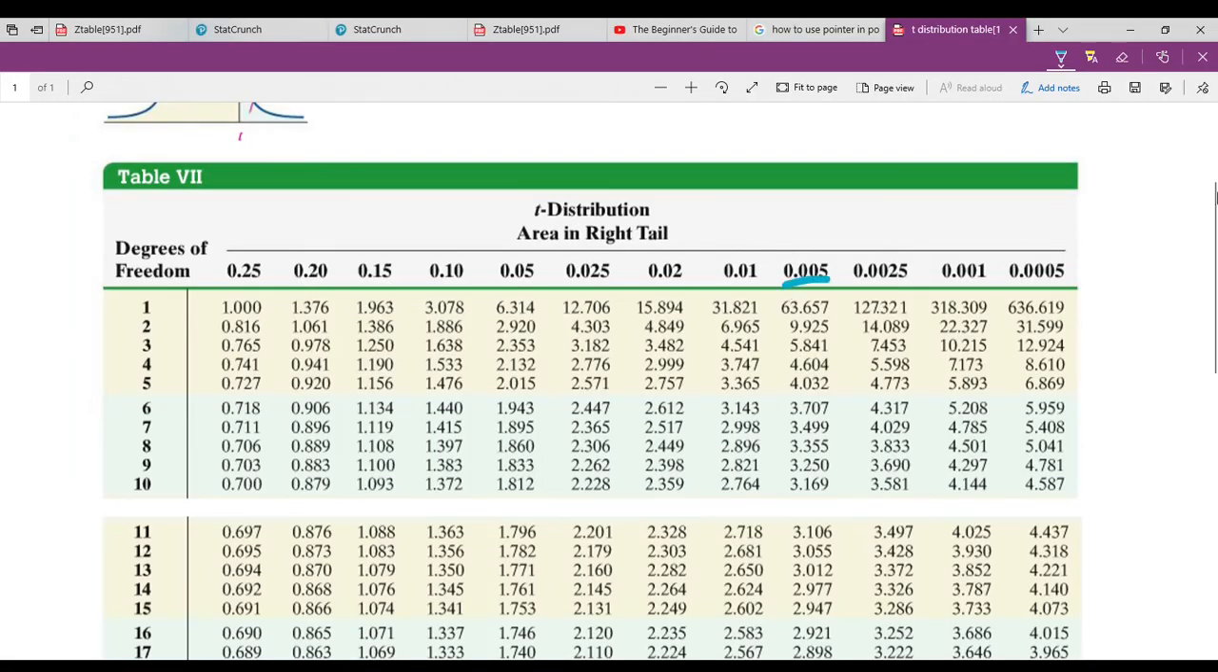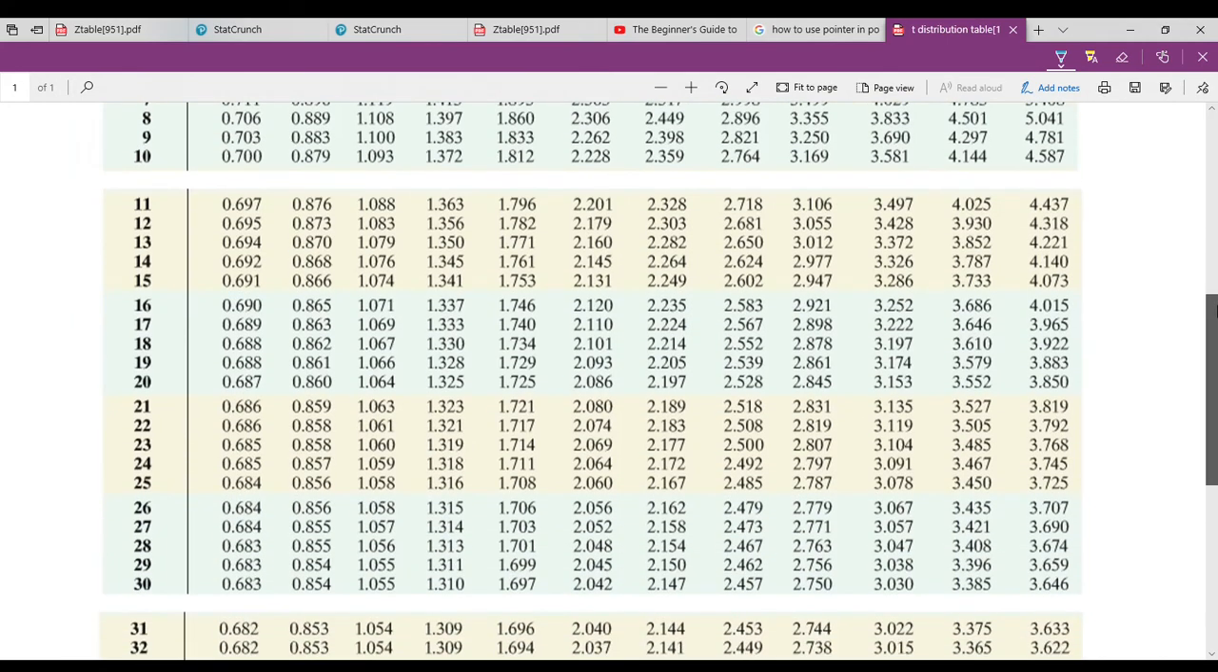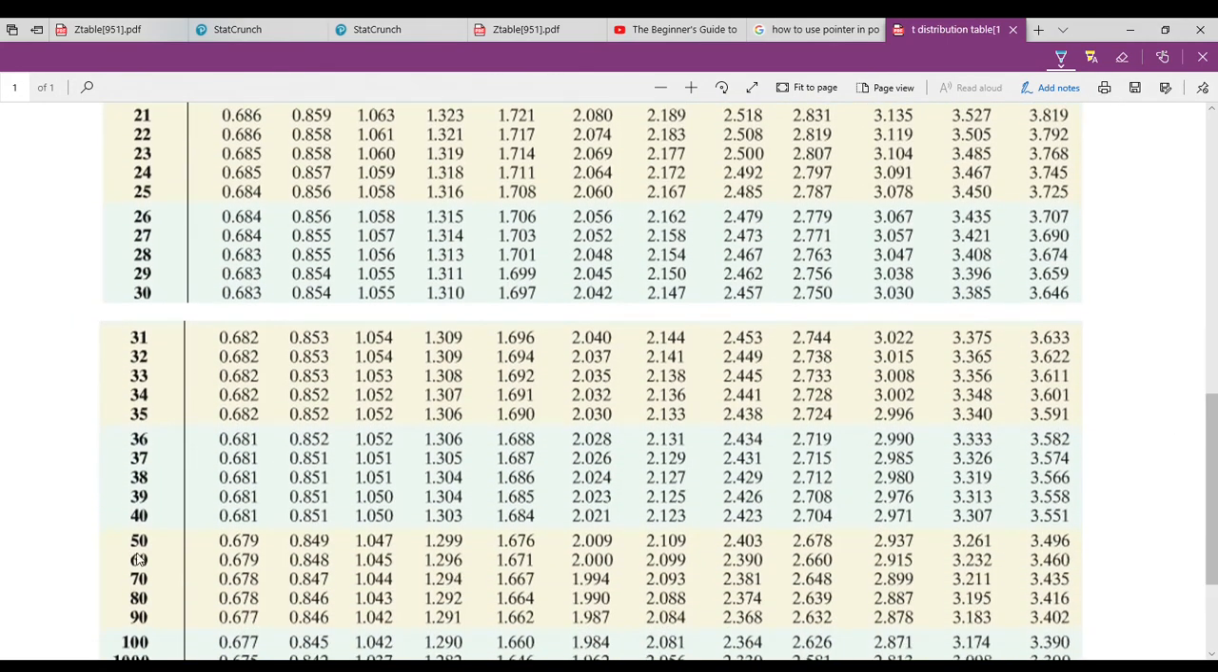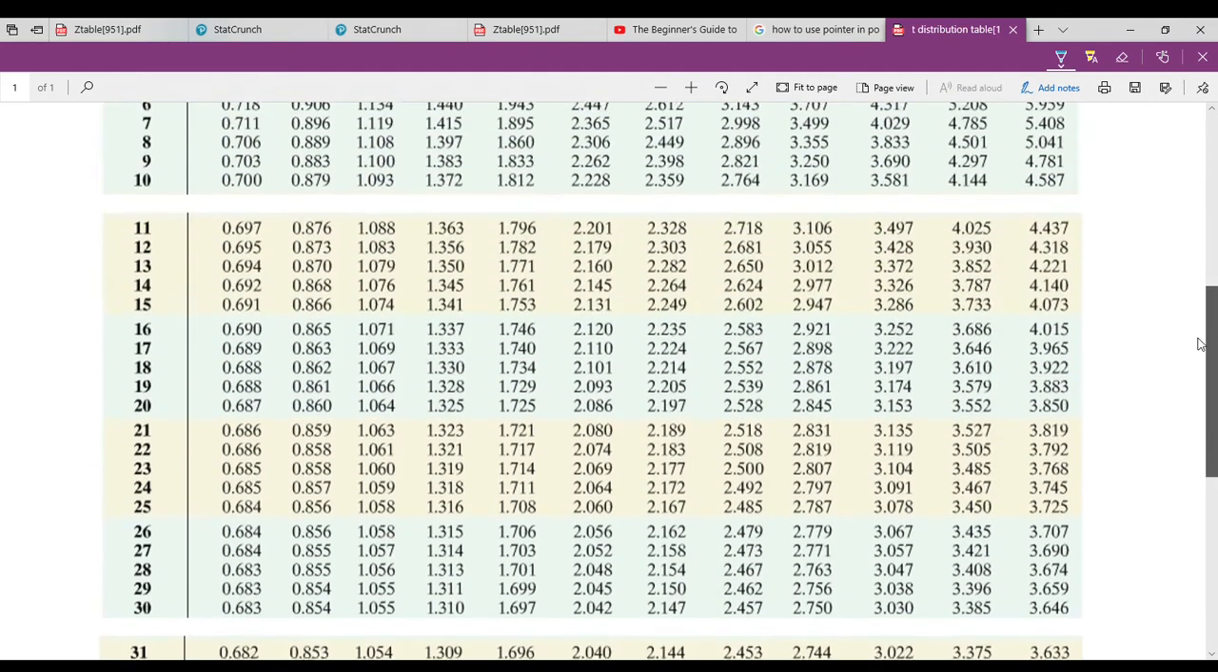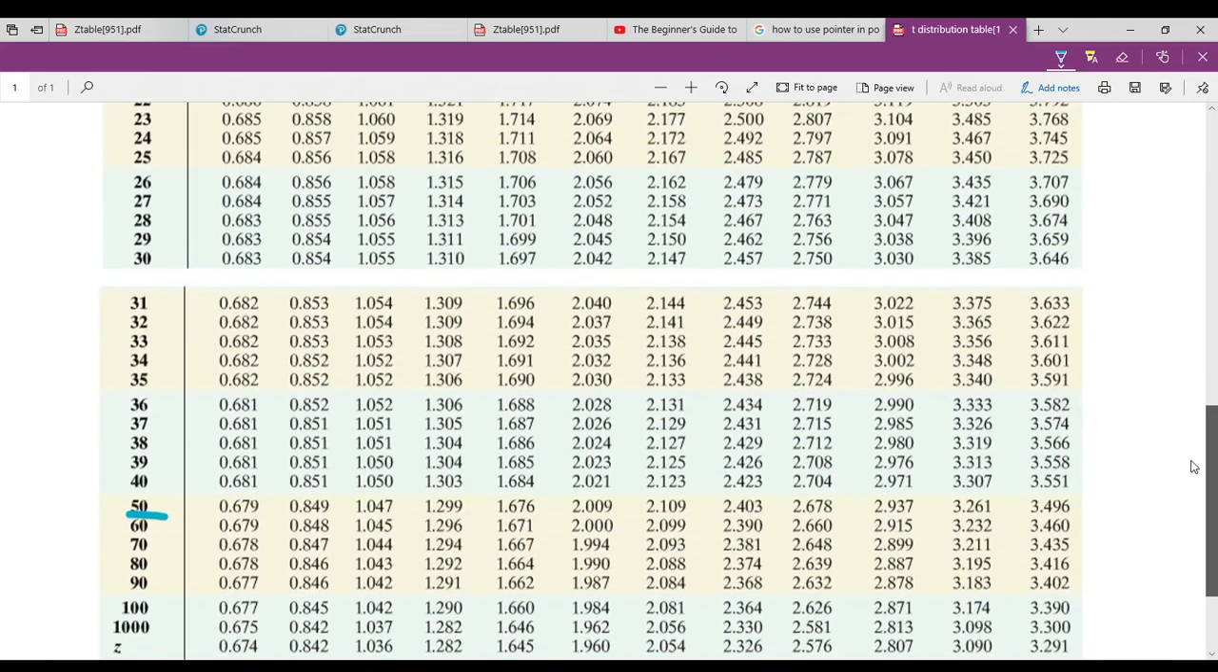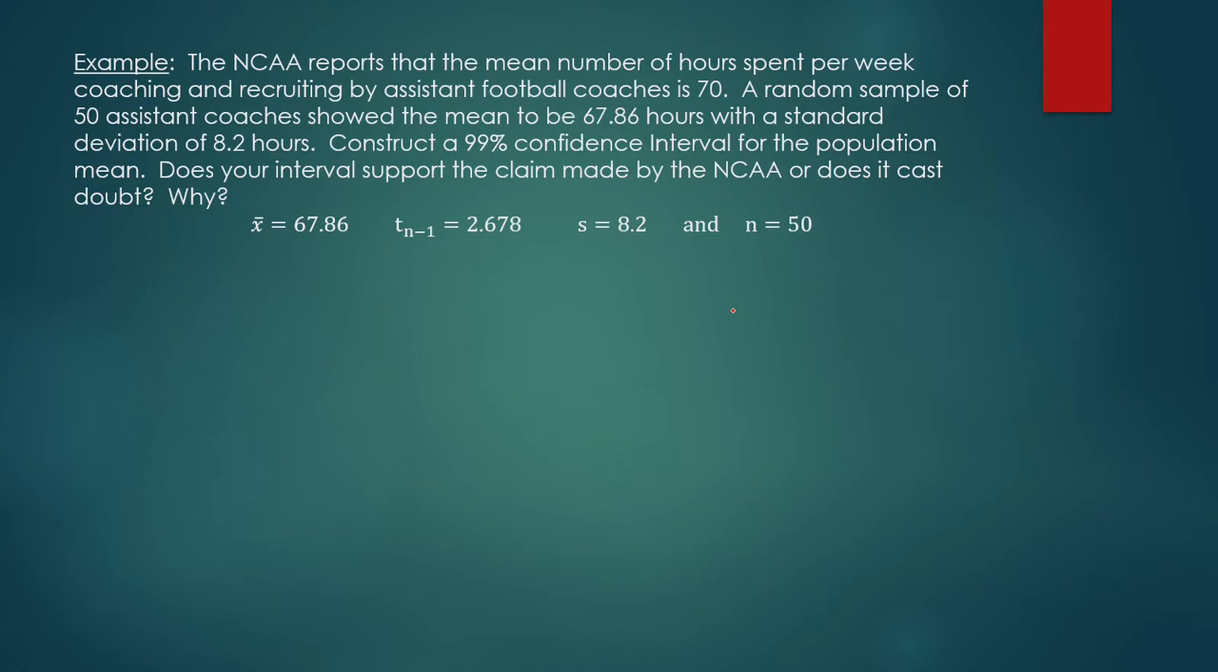0.05 and row 50. This gives me a critical value of 2.678. Now in the problem we have the sample mean is 67.86. The critical value from the t-table was 2.678. The sample standard deviation is 8.2 and the sample size is 50.